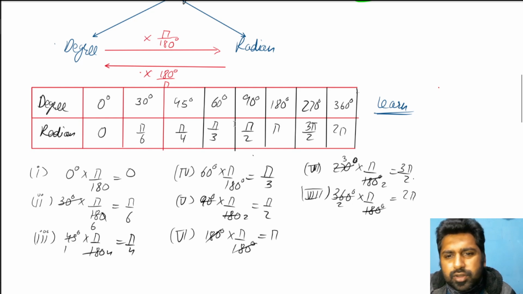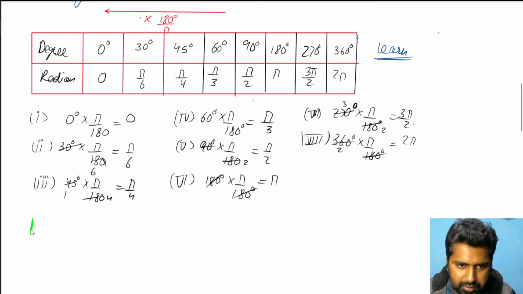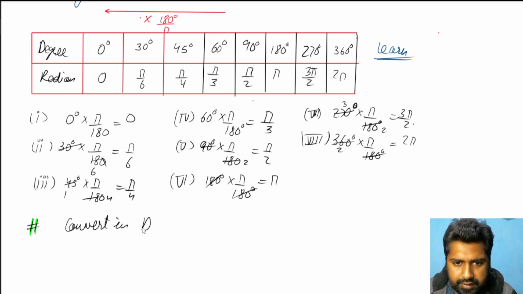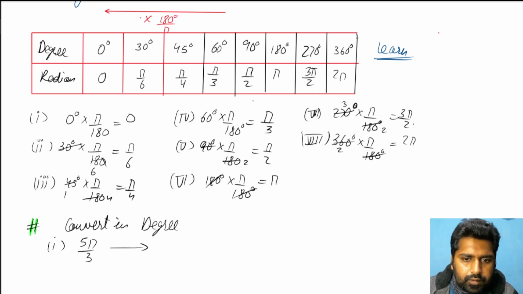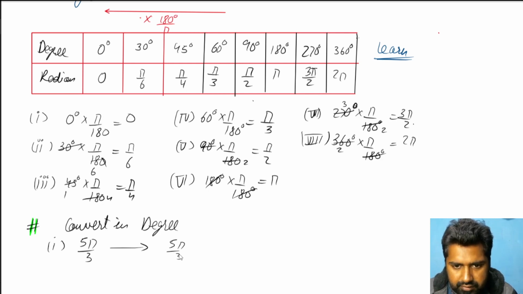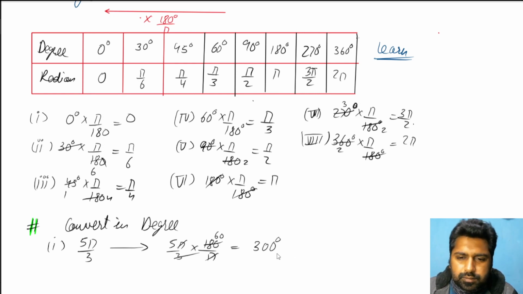So radian into degree, you just do the reverse. Suppose I give you one example. Convert into degree, and I give you one question. Let's say 5 pi by 3. The question is 5 pi by 3. So in order to convert into degree, what do you do? You multiply 5 pi by 3 with 180 by pi. So pi cancels. This is 60. 60 into 5 is 300. So basically he's talking about a 300 degree angle.